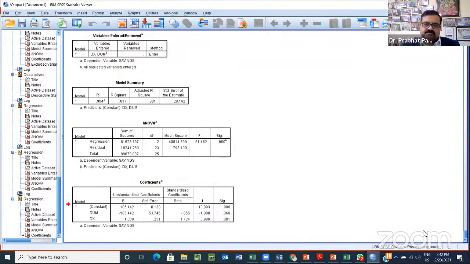Is dummy essentially 0 and 1 only? It's 0 and 1, yes. Dummy is created by using 0 and 1.